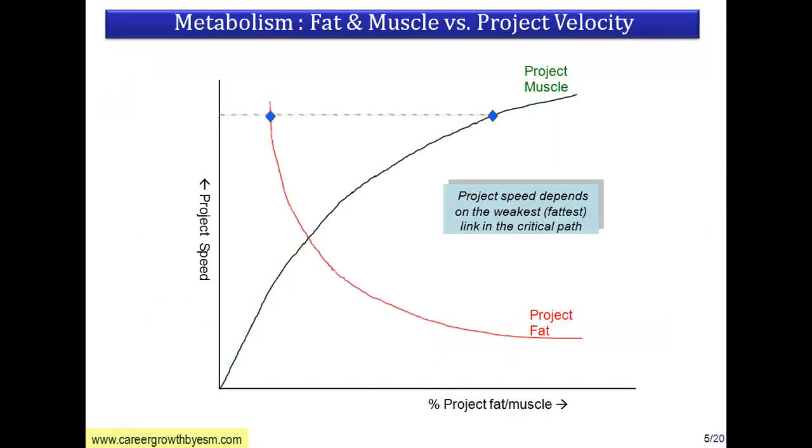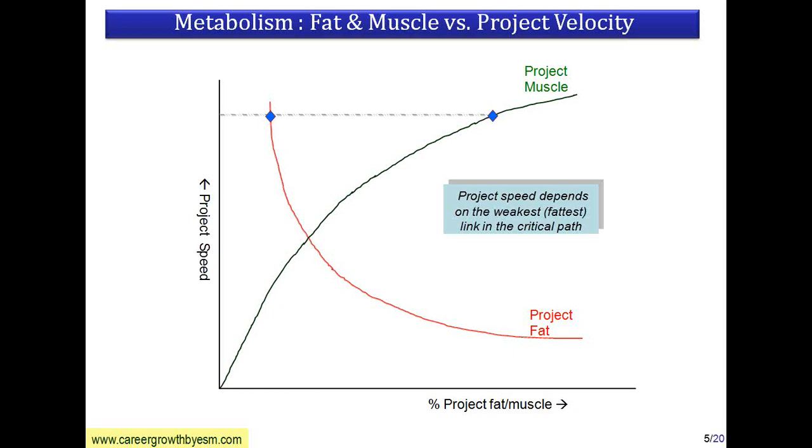Okay, moving on to the next slide. This talks about project speed versus the project fat and muscle. There are two curves here. One curve goes upwards exponentially and talks about the project muscle, and another curve talks about the project fat.